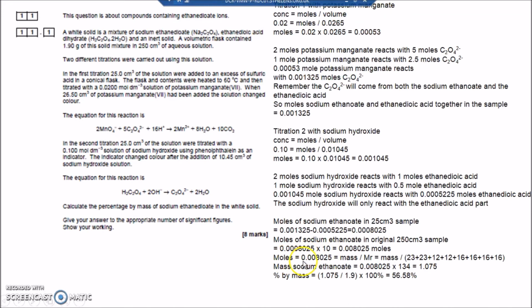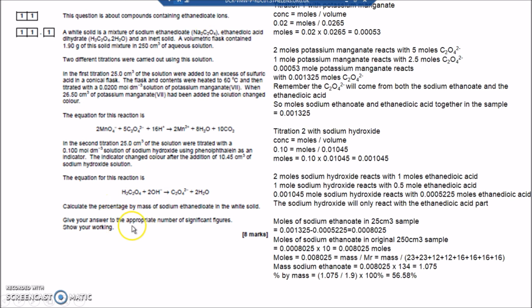Now, finally, we're nearly there now. Moles equals 0.008025. We've decided that. Moles is mass divided by MR. I can work out the MR of this. 2 23s, 2 12s, and 4 16s. That's 134. So my mass of sodium ethane dioate equals 0.008025, that's the number of moles, multiplied by the MR 134 is 1.075 grams. So that's the number of grams of sodium ethane dioate that I have in my sample.